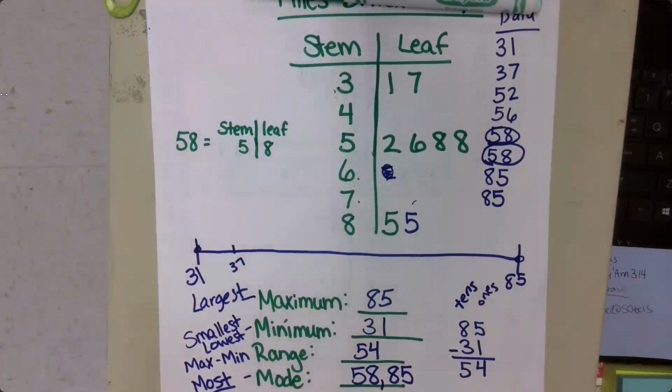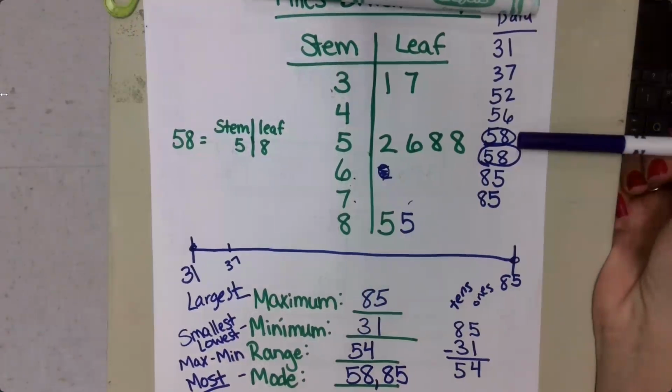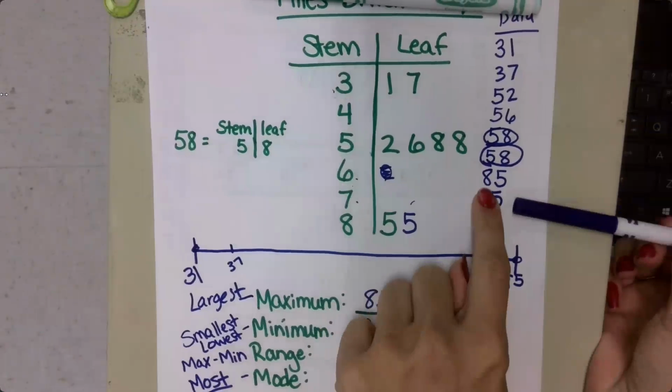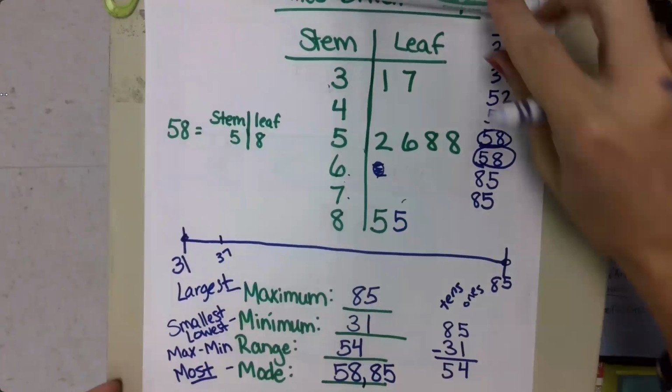We also talked briefly about the mode, and I like to call the mode the number that shows up the most. And there was a number that showed up more than once. It showed up twice, and we added a second mode just to show you that you can have two modes, two numbers that show up the most.